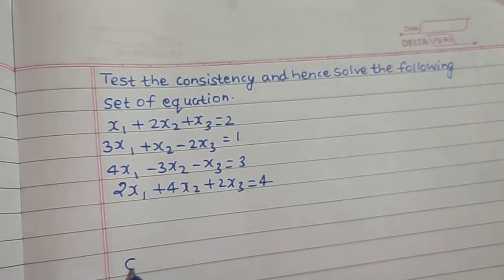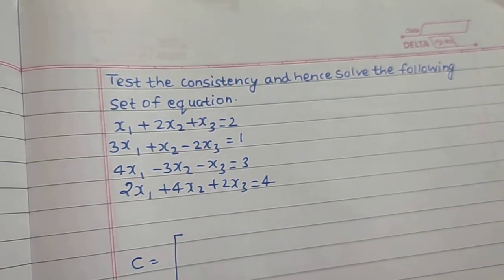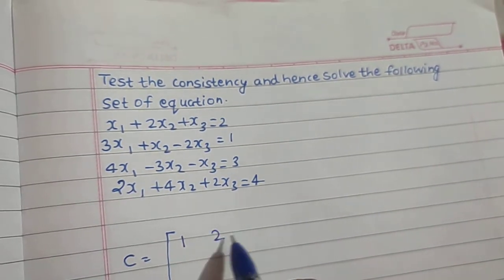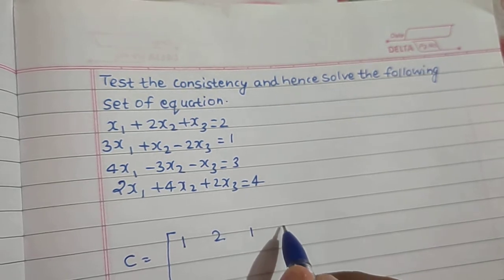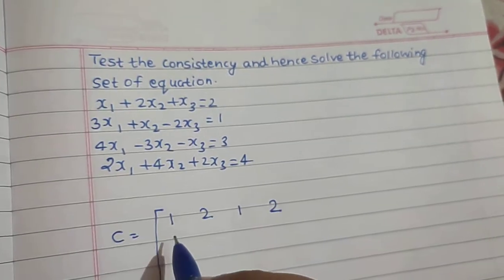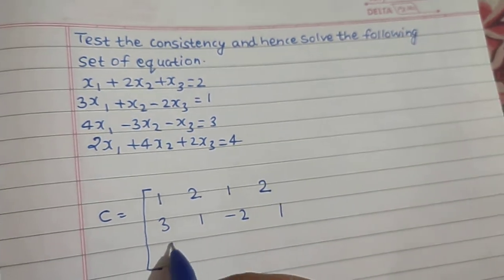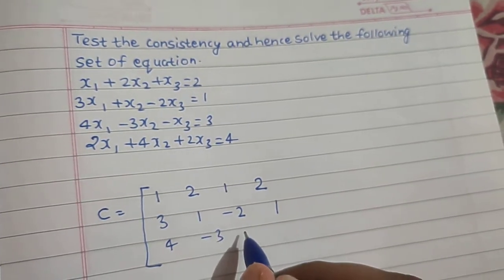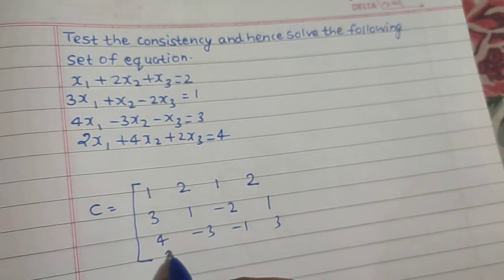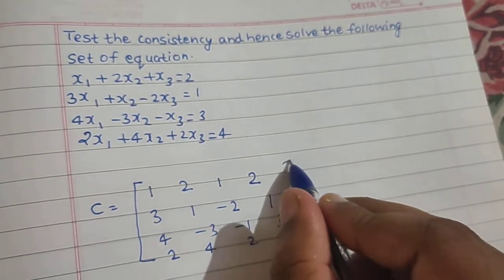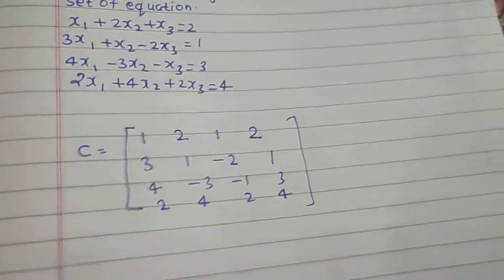So augmented matrix C will be: coefficient of x1 is 1, coefficient of x2, coefficient of x3, and then the constant term. Similarly 3, 1, minus 2 and 1, 4, minus 3, minus 1 and 3, and finally 2, 4, 2 and 4. Now we need to reduce this to echelon form.